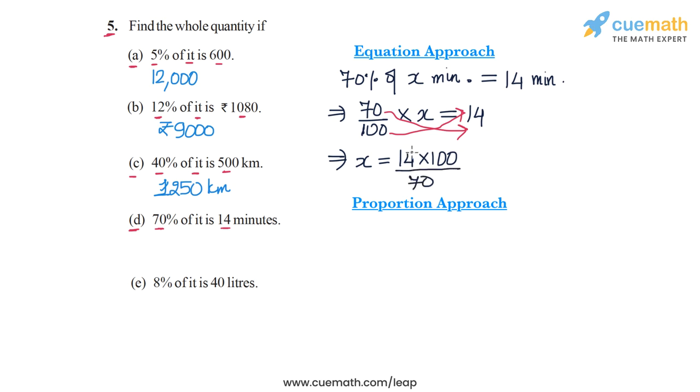Okay, and now let's simplify this. 70 by 14 is 5, and then 100 by 5 is 20. So we get the value of x as 20. So the whole quantity is 20 minutes. Let's do this using the proportion approach also.